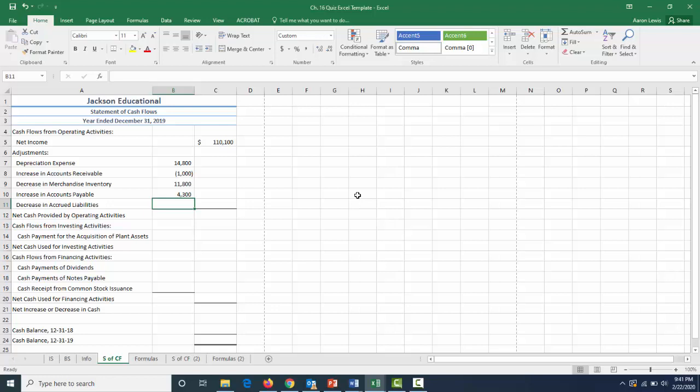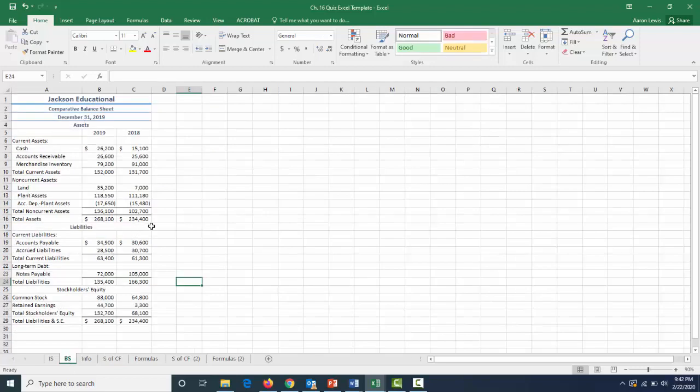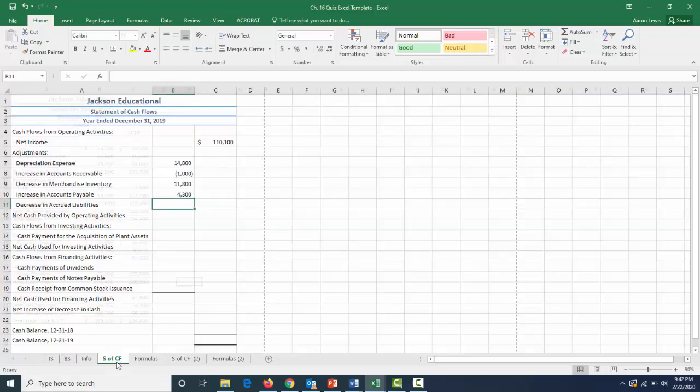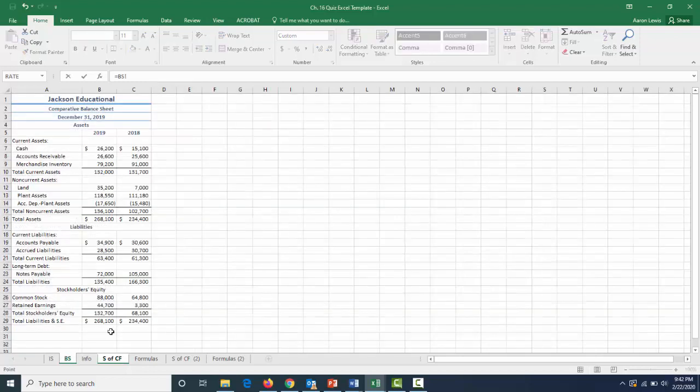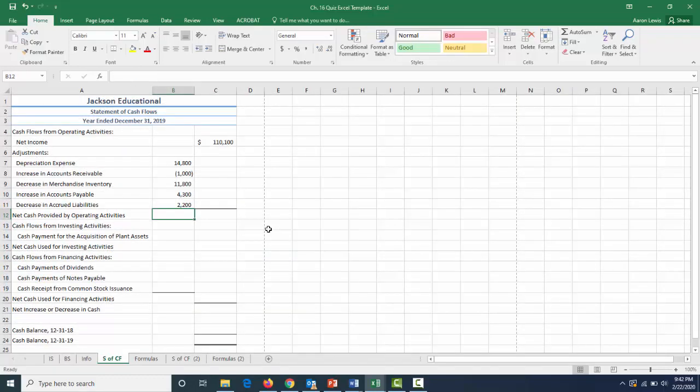For accrued liabilities, things like salaries payable, interest payable, utilities payable, etc., we're going to have a decrease. And if we go to our balance sheet, we see that the decrease that we had in accrued liabilities went down from 30,700 all the way down to 28,500. And if we take that difference, we had a $2,200 decrease in accrued liabilities.